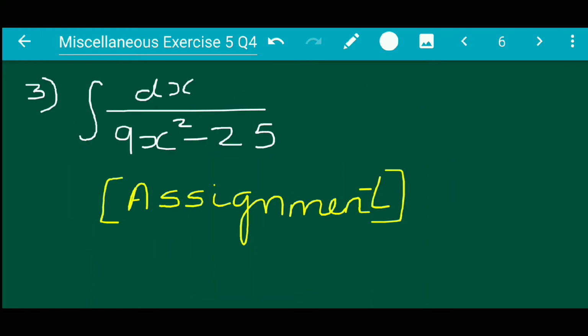The third sum is an assignment for you. We have covered this also. Again, we have covered a similar sum in the previous exercise. So you can look at that particular lecture, the previous lecture I mean, over there.